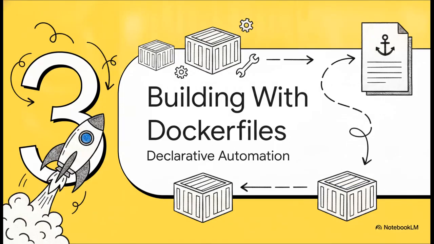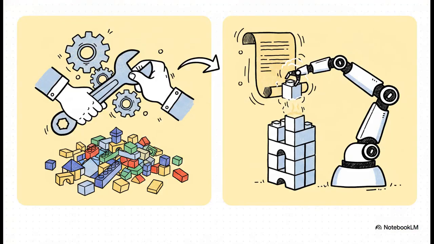Which brings us nicely to Section 3, Building with Dockerfiles. This is all about declarative automation. This represents a massive shift in how we approach this stuff. We're moving away from the imperative way, manually giving step-by-step instructions like we just did, and moving toward a declarative approach. A Dockerfile is essentially just a text document where you describe the automated expected outcome. You just tell Docker, "Hey, this is what I want the final image to look like," and the builder handles all the heavy lifting to construct it.